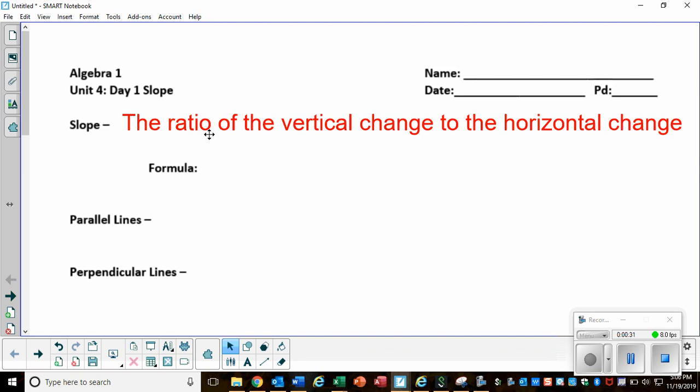But yeah, you guys probably know slope as rise over run, or the change in y over the change in x, which is correct. But we actually have a formula to help us find slope. So the formula starts off with m equals, because m is what we use for the variable for slope. Anytime we're trying to find a variable, we just have m. So the formula is y2 minus y1 over x2 minus x1.